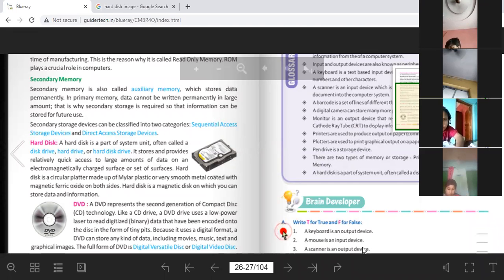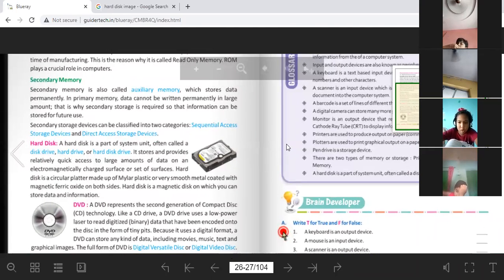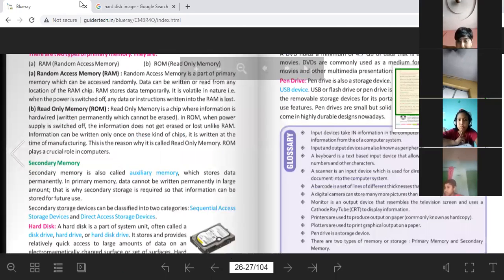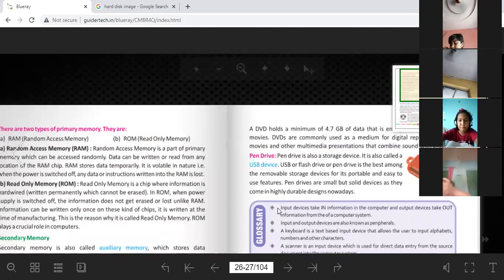What is the full form of CD? CD is a compact disc technology which reads the binary data or digitized data and stores the information in it. What is the full form of DVD? The full form of DVD is digital versatile disc or digital video disc. You must have seen DVD or CD in your home as well.